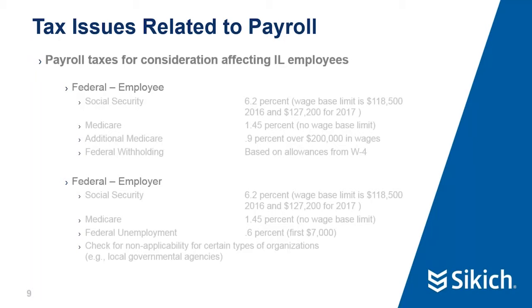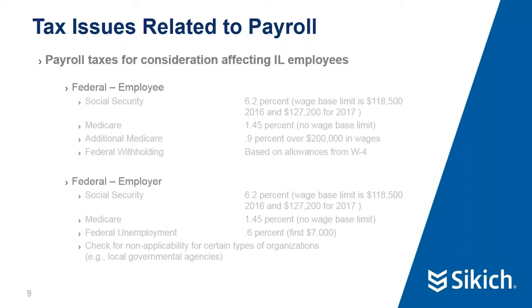We're on to payroll tax issues. So a couple of things I want to highlight here. The first screen is specific to federal taxes. You have your employee, you have your employer's information here on the screen. Social Security continues to be at the 6.2% for both the employee and the employer contributions.